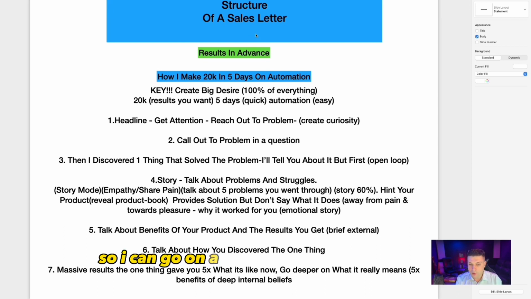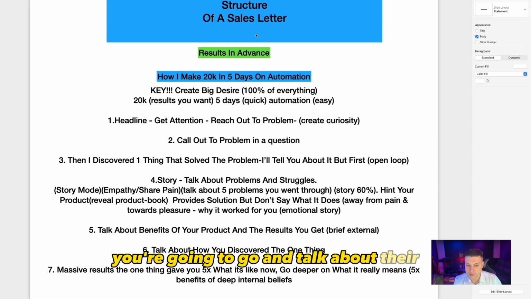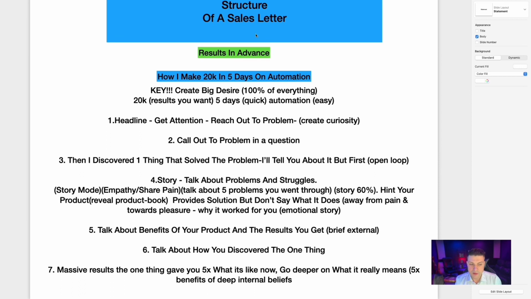So the next part is the story. I can go on a little bit about storytelling, but not just yet. For the story part, you're going to talk about their problems and struggles. You're going to go into story mode. So you want to share empathy. You want to share pain. You want to talk about how you suffered and you're not anybody special, and you don't have any special solution. You want to make it sound easy, that anybody can do this. So you share your story of how you had problems and struggles, and then obviously you get to the point where you solve them.